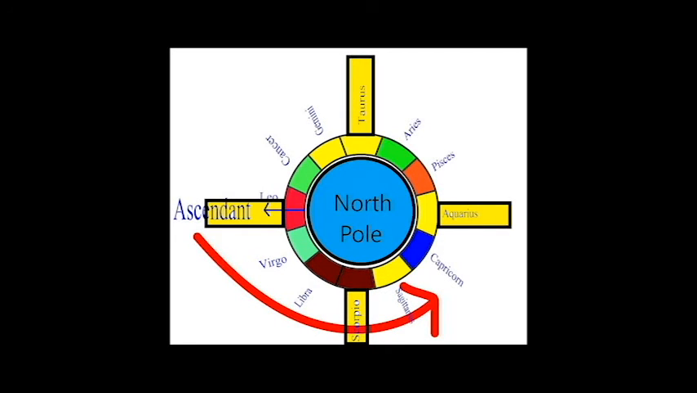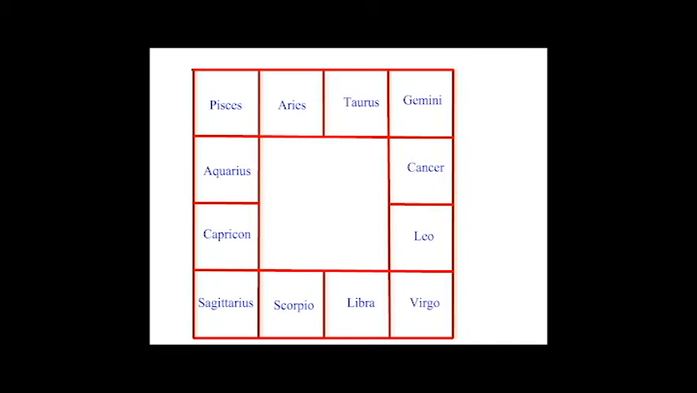Here you can notice that the four houses 1, 4, 7 and 10 fall in four directions exactly. These four houses have a very critical significance, which we will see in further videos. Now let's talk about the Vedic chart.